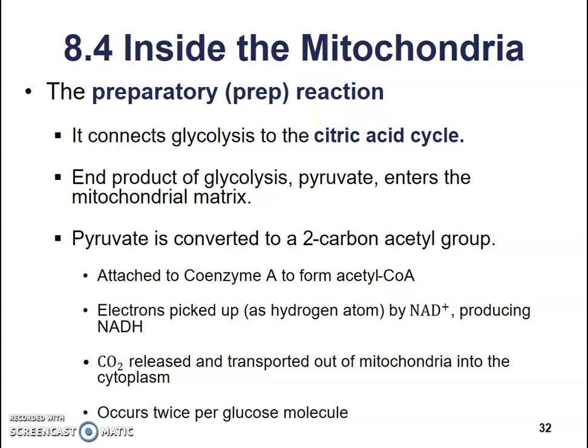Hi guys, let's do section 4, inside the mitochondria. The preparatory reaction connects glycolysis to the citric acid cycle. You'll remember that the product of glycolysis is two pyruvate molecules. Those two pyruvate molecules enter the mitochondrial matrix. That's the inner folded part of the mitochondria.